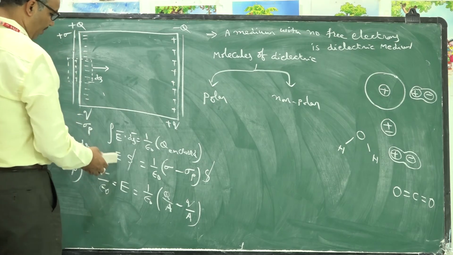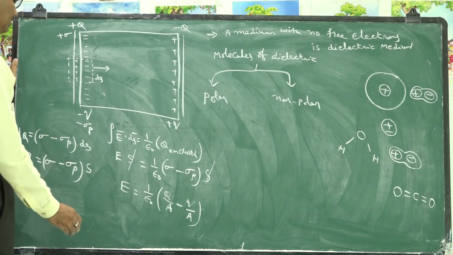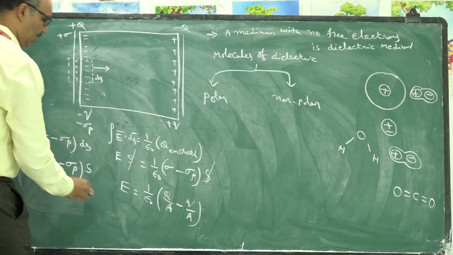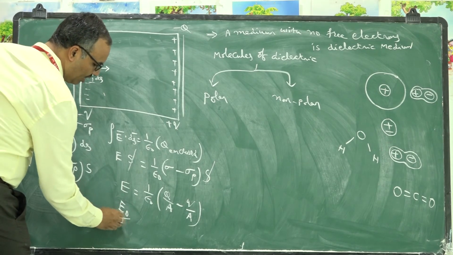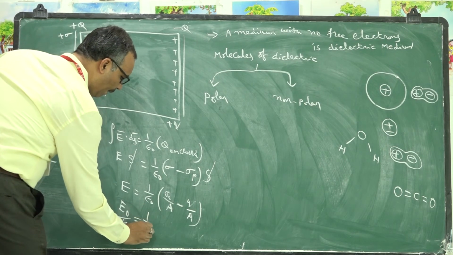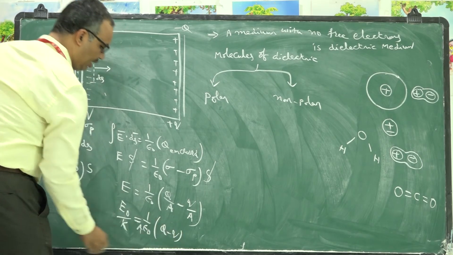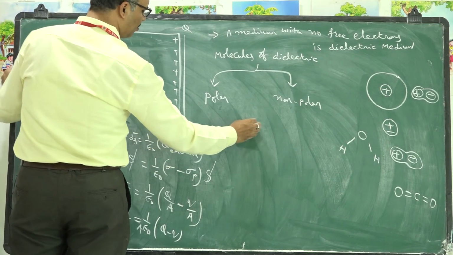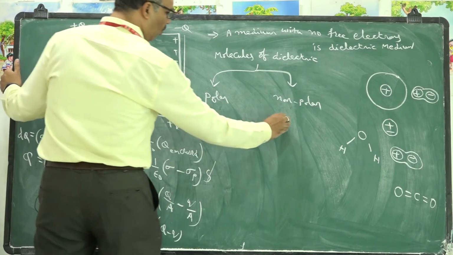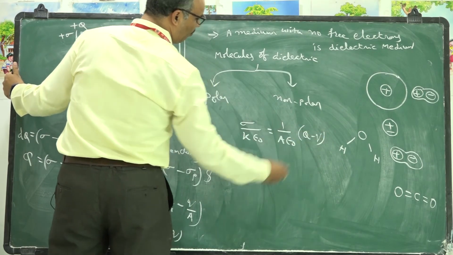Here the electric field is the reduced electric field. We should not write like this. The reduced electric field is nothing but, whenever we introduce a dielectric, the applied electric field divided by K, which is equal to 1 by A epsilon naught into Q minus q. You can write like this. E naught is sigma by epsilon naught. So sigma by K epsilon naught is equal to 1 by A epsilon naught into capital Q minus small q.